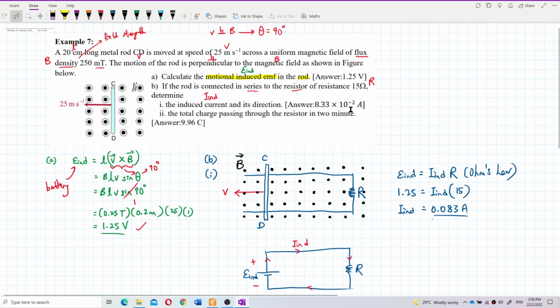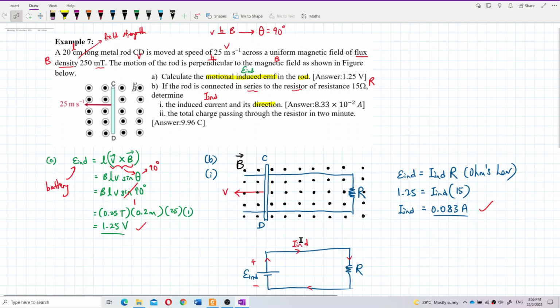8.33 times 10 to the negative 2 ampere is the same as this one. So just use E equals IR, Ohm's law, and you can do it. Now I want to find the direction of this induced current. Is the current produced by this rod CD a clockwise current? Clockwise induced current.